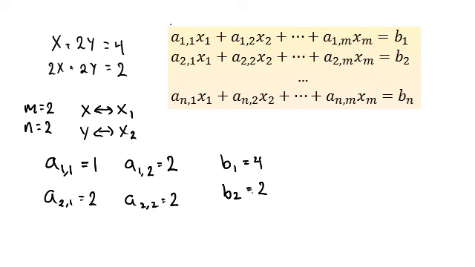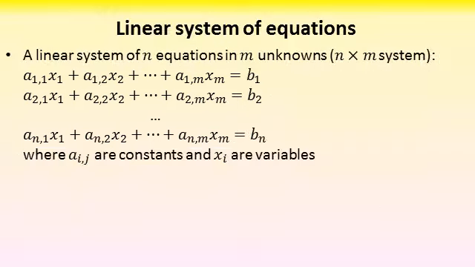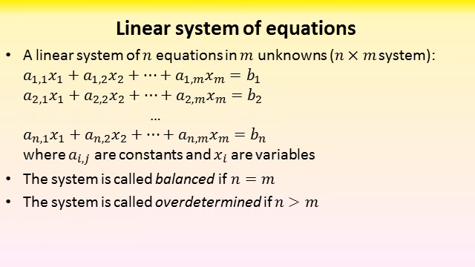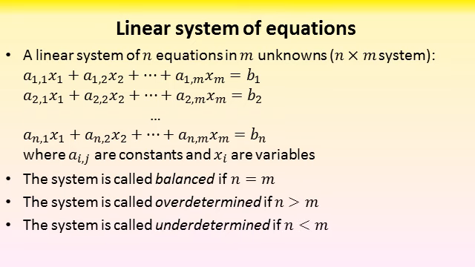What you will never see in a system of linear equations is, for example, x3 squared, or a product of the x variables, such as x1 times x2. That would make the system non-linear. We have some terminology. We say that the system is balanced if we have the same number of equations as we have unknown variables. We call the system overdetermined if there are more equations than variables, and we call it underdetermined if the equations are fewer than the number of variables.